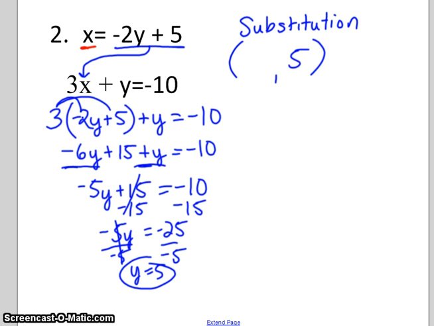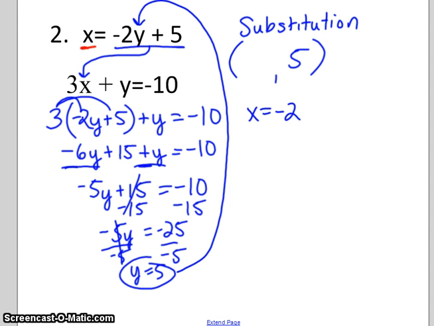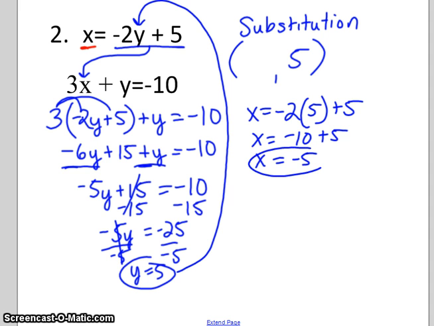Now that we know y equals 5, we could take that and plug it all the way in to the first equation. X equals negative 2 times y, and we know y equals 5, plus 5. X equals negative 10, negative 2 times 5, plus 5, x equals negative 5. So our answer is negative 5, comma 5.